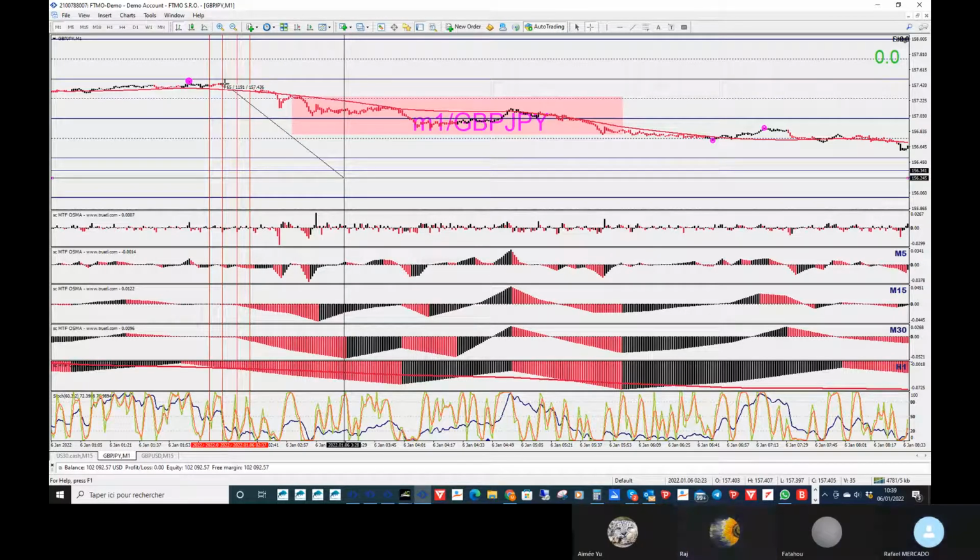So it's like 1,000 pips. It's 1,000 pips. So how much? 1,000 pips. Right. So the first trade was 5 lots. Wow. Second trade was 3 lots. Third trade was 2 lots.